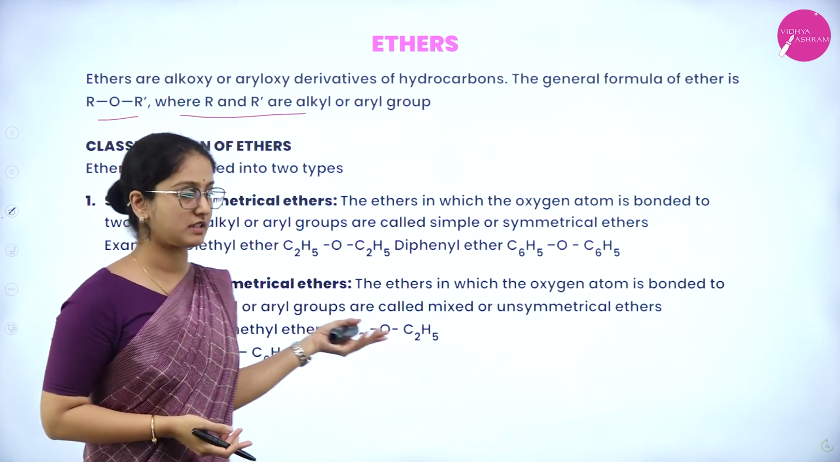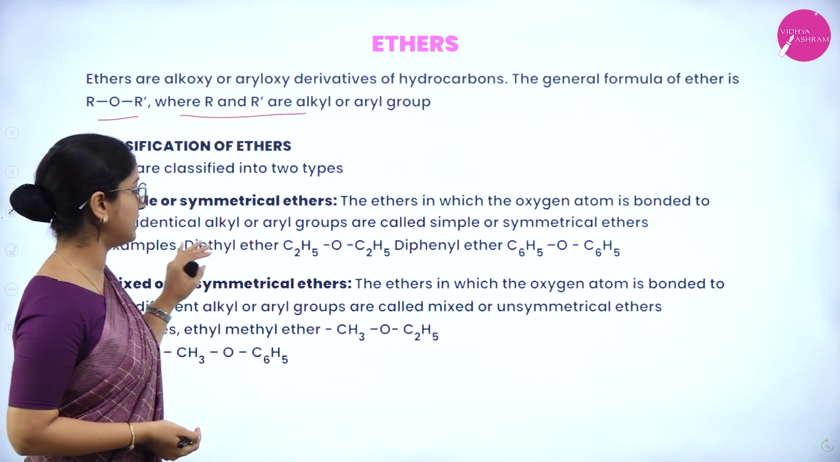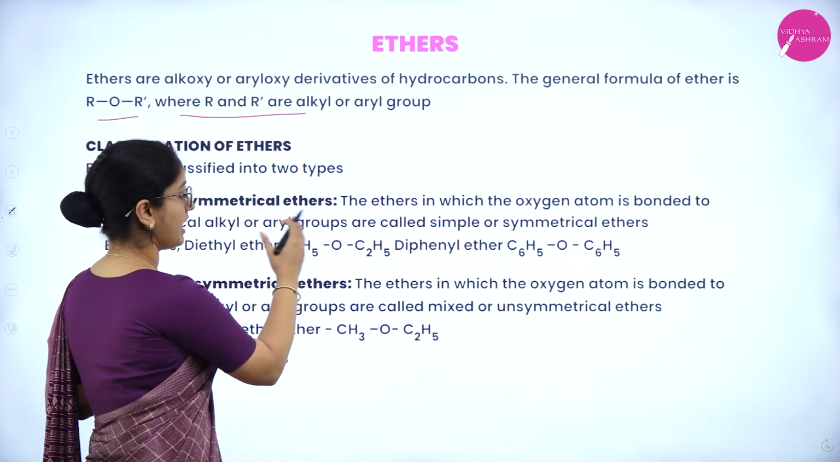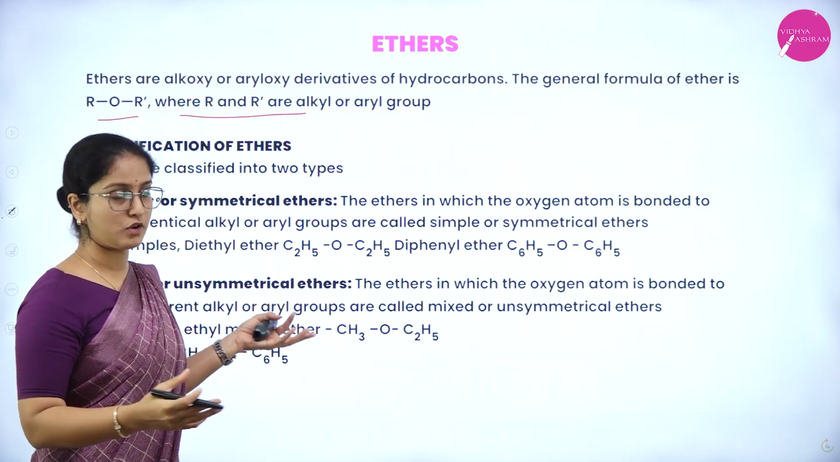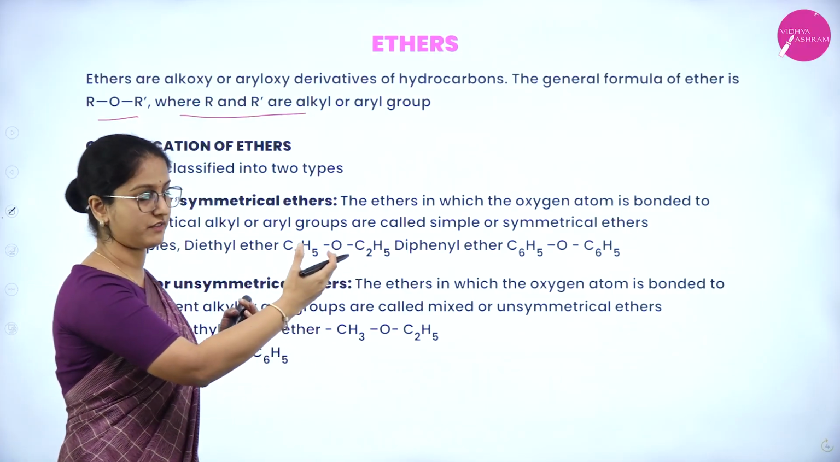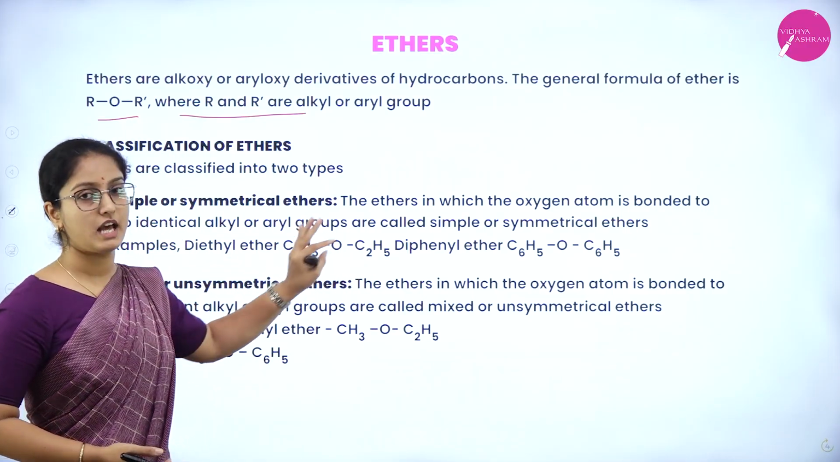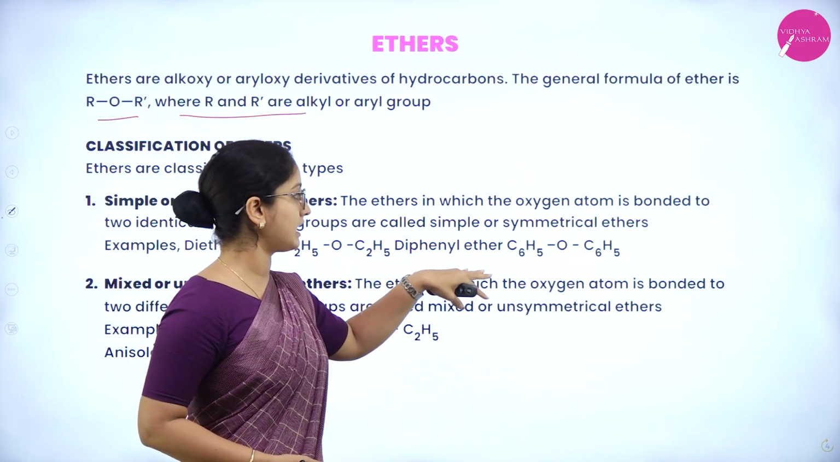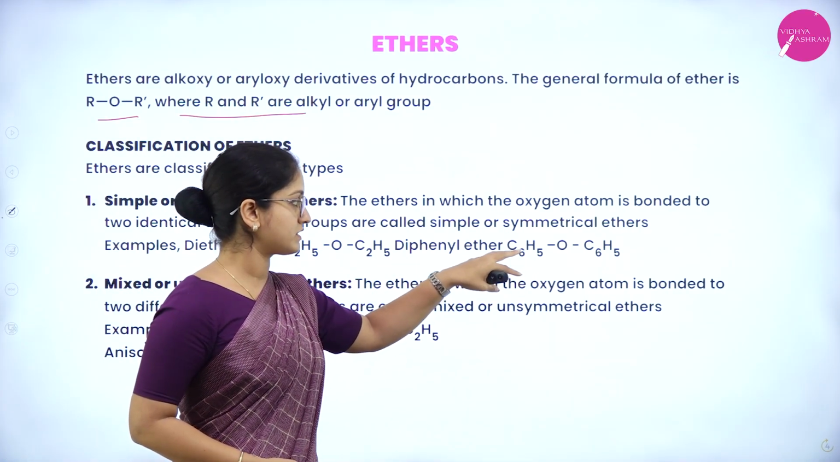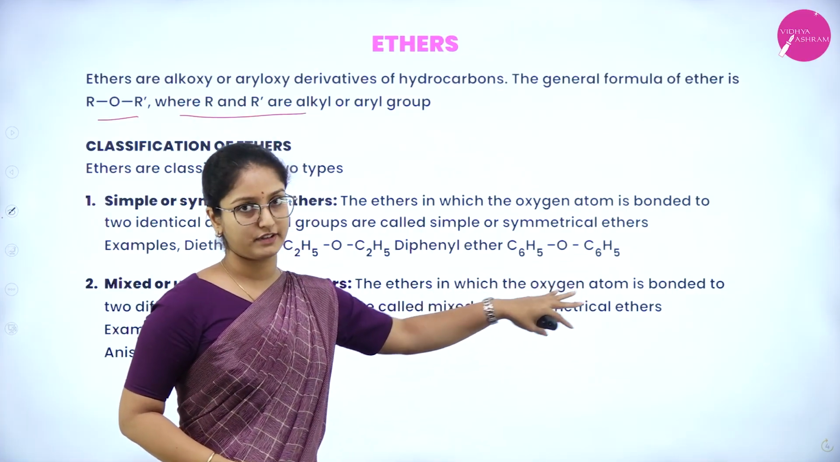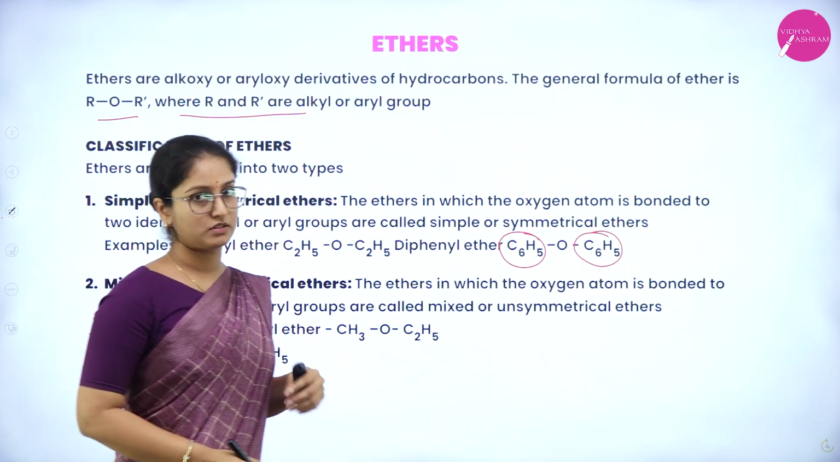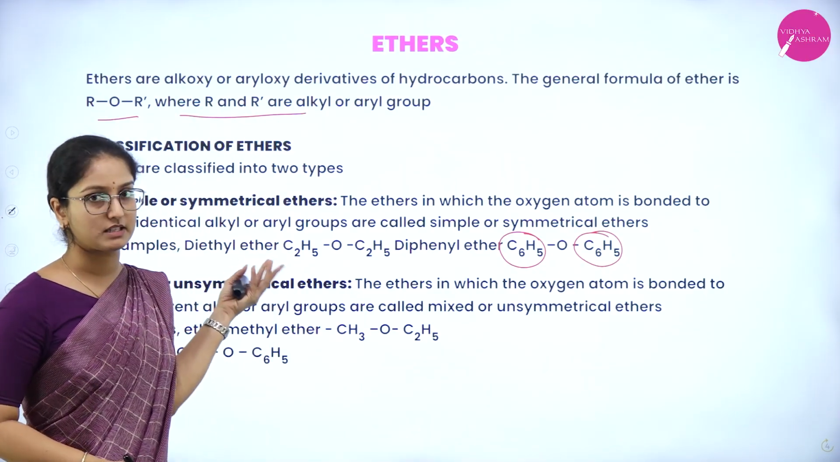simple or symmetrical ethers. For example, diethyl ether, wherein oxygen is in between and on either side it is the same group, C2H5 and C2H5. So it is diethyl ether and it belongs to symmetrical ethers. The second example, diphenyl ether, wherein it consists of C6H5O C6H5. So R and R' are the same group, so therefore it belongs to simple or symmetrical ethers.